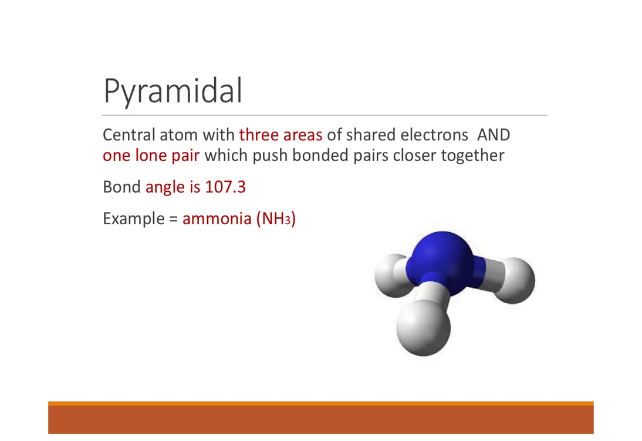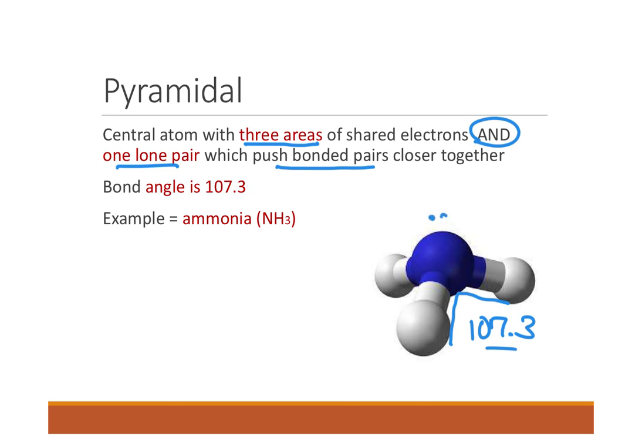It's also possible to have 3 areas of shared electrons around a central atom and 1 lone pair. And that will make a difference because this lone pair will push the bonded pairs closer together. This creates a situation where the bond, instead of being 109.5 degrees like we saw with a tetrahedron, will be 107.3. So it's just a tiny bit smaller.